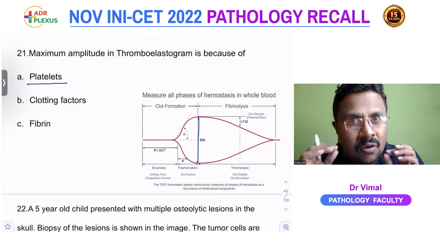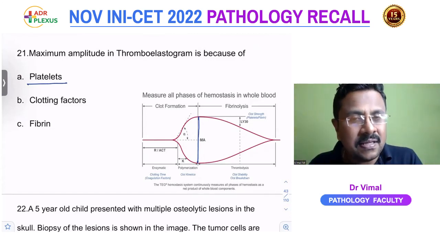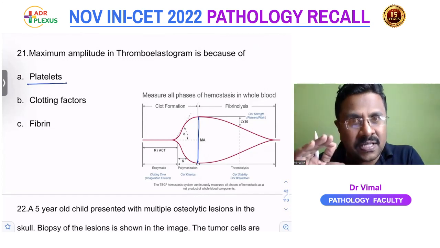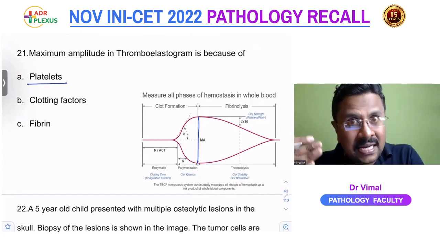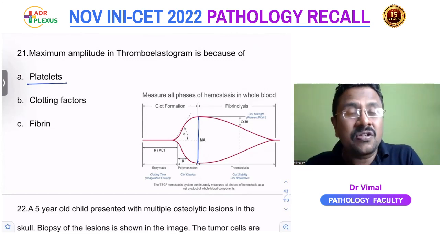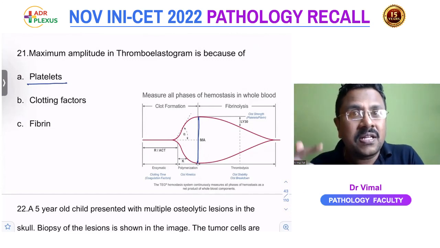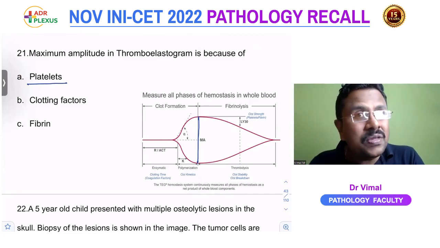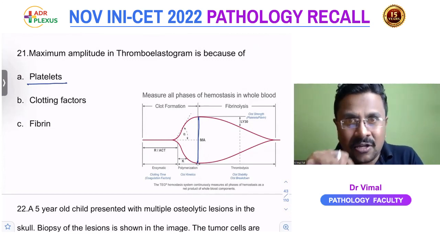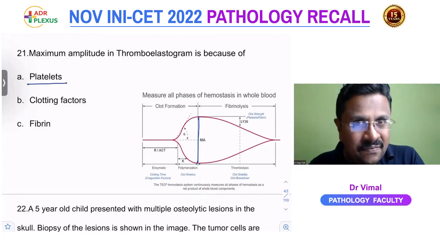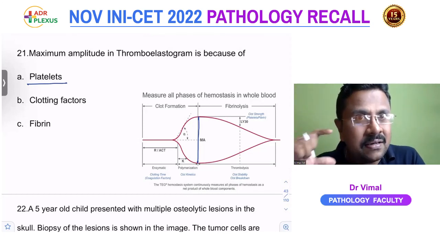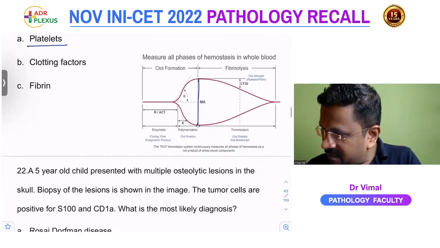Okay. So this thromboelastography, guys, please remember, nowadays they have started asking more questions on this. You can recollect that last time they gave you images of the thromboelastogram and asked what investigation is shown in the image. This time they are asking what the components of that investigation are, what the property of this graph is. So in thromboelastogram, the maximum amplitude is because of the platelets.